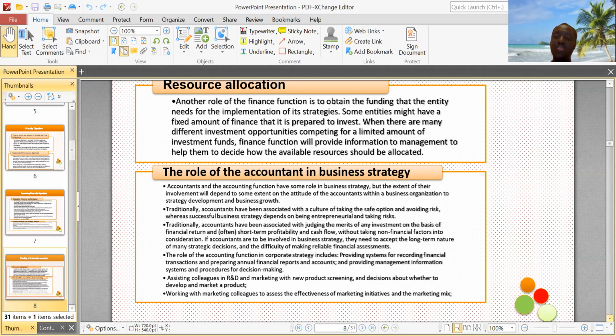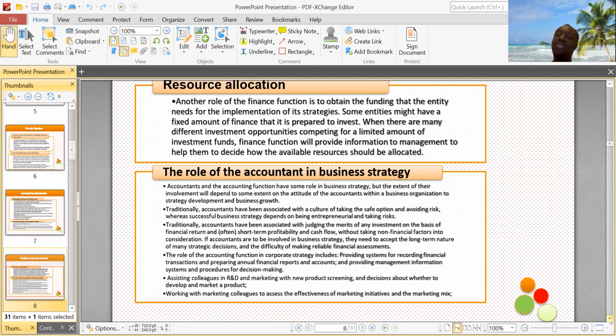But as we all know, successful business strategy depends on being entrepreneurial and taking risks. That's all about successful business strategy. You need to be entrepreneurial. You need to take risks. So traditionally, accountants have been associated with judging the merits of any investment on the basis of financial return.